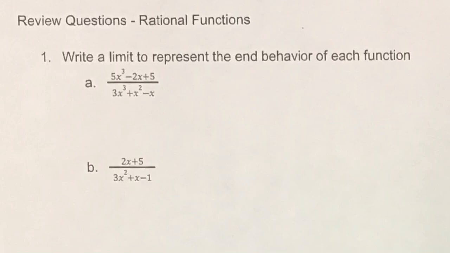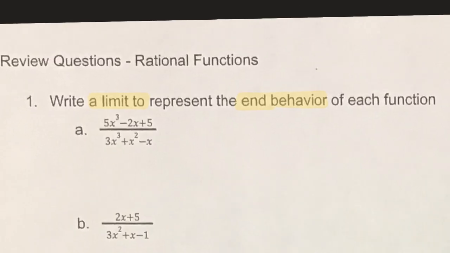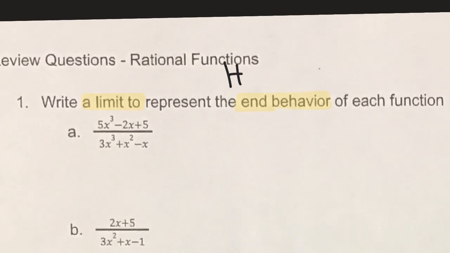Alrighty, let's look at some problems that will be similar to what you're going to see on your test. So number one, you need to know how to write a limit statement. For end behaviors, our limit statement is talking about your horizontal asymptotes. End behavior is referring to your horizontal asymptotes.